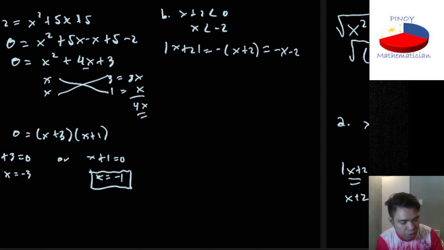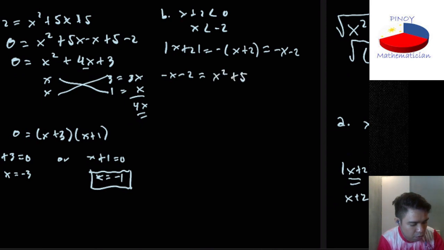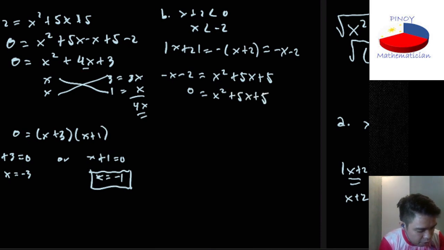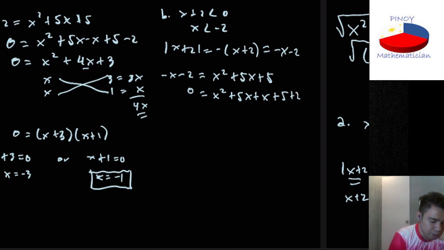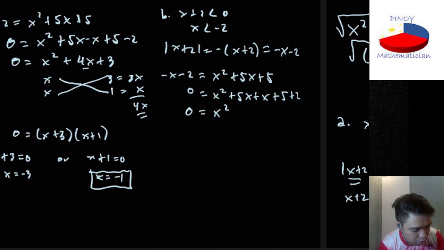So now we're going to continue solving the same as letter A. -x minus 2 equals x squared plus 5x plus 5. So this will be 0 equals x squared plus 5x plus x plus 5 plus 2. So this will be 0 equals x squared plus 6x plus 7.